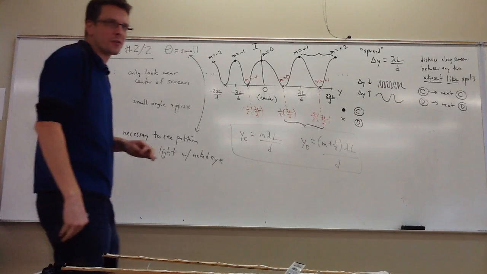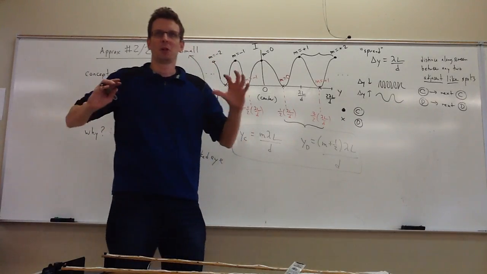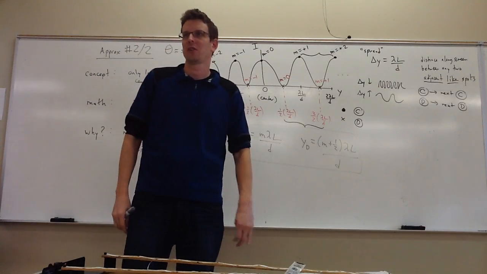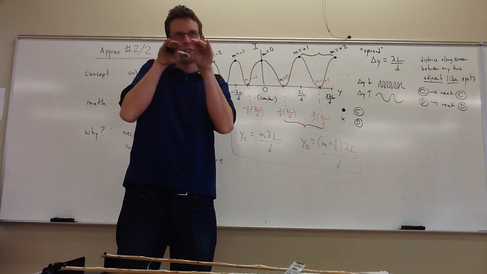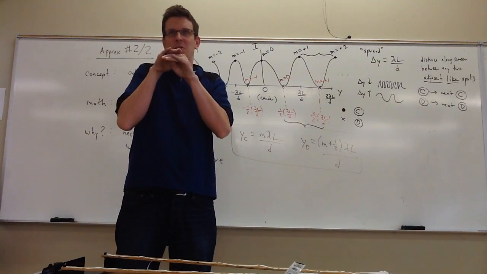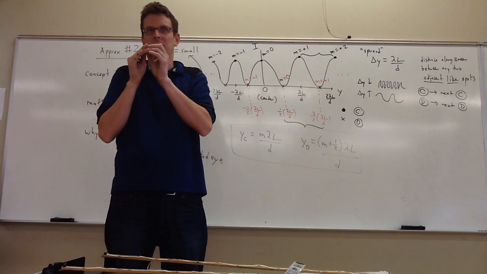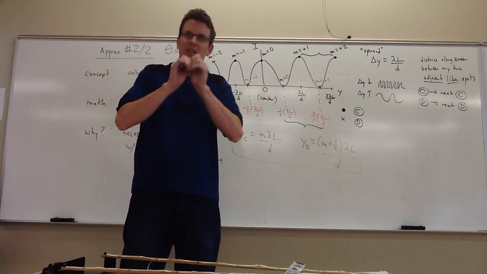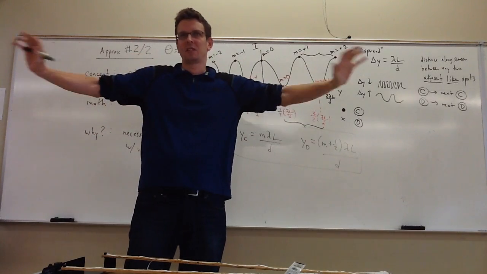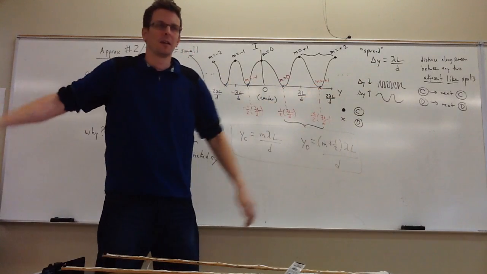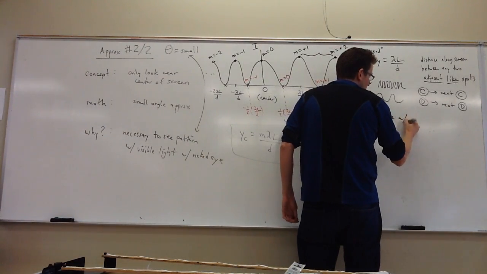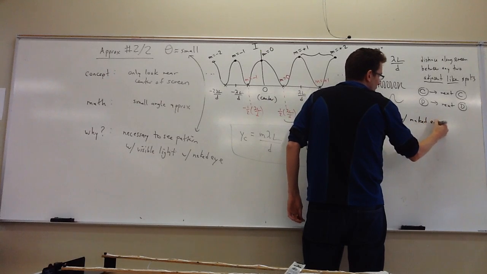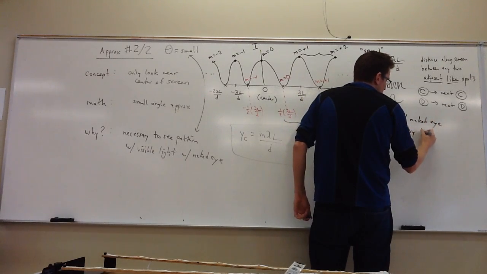So here's the thing to understand. If the pattern is too smushed, your eye can no longer tell that there are brights and darks. If a bunch of brights get too close together, your eye just merges them and you can't tell that there's a dark in between, right? In order to see this pattern with the naked eye, you have to have a decent amount of spread, okay? So we need, to see with the naked eye, delta y to be large enough.